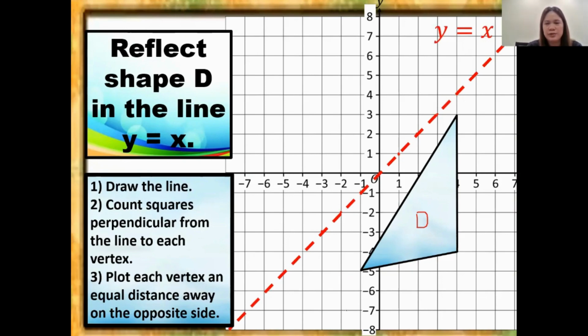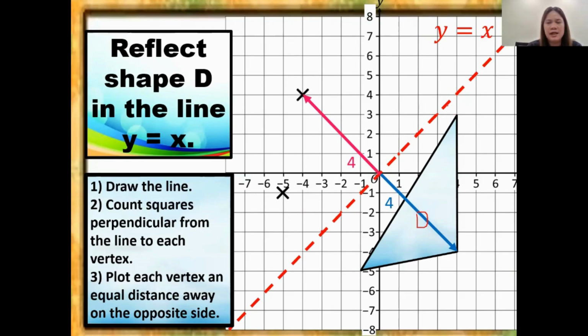Now, how do we reflect shape D? So we are going to count. Remember, we need to have a perpendicular line here. So from here, this is 1/2 step, so 1/2 also there. And this is 2 steps from the mirror line, and from the mirror line you count 2 steps also. So we have already 1 vertex. And for this vertex, we have 4 steps, 1, 2, 3, 4, and we count also the same, 1, 2, 3, 4. So we have here the second vertex.